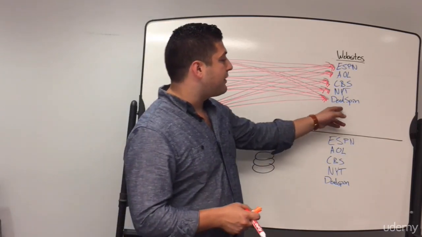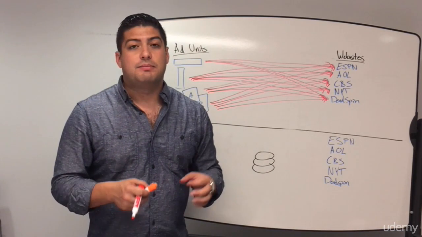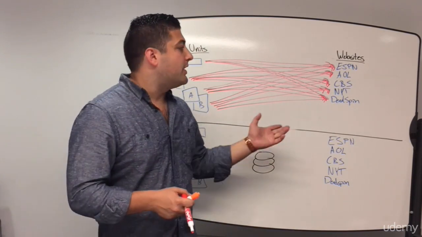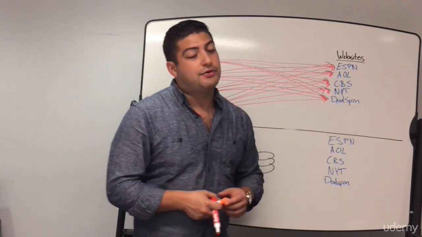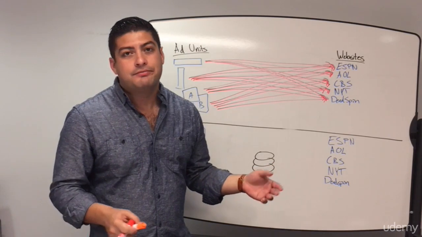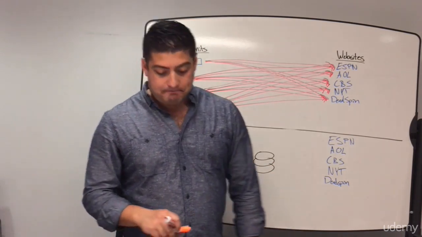However, maybe Deadspin messed up. Maybe they were supposed to run a million impressions and they only ran 500,000. But if you have no other way to tell, Deadspin, if they're feeling greedy, might just say, yeah, just tell me we ran a million impressions. They won't know. Not a very good system.